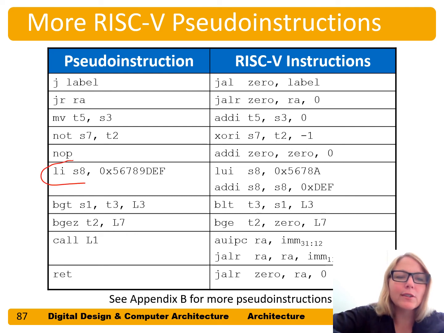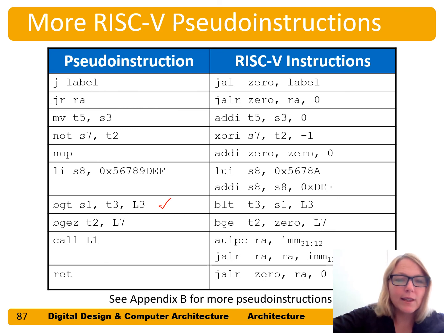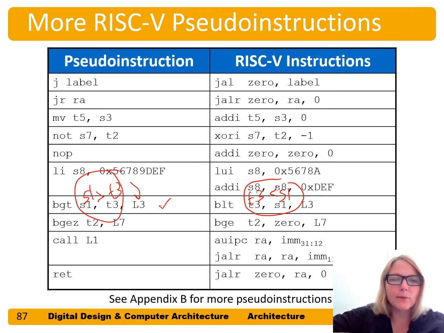We actually have a pseudo instruction for loading a 32-bit immediate. It's called load immediate, or LI. And it's those two instructions, load upper immediate and add immediate, that we've talked about. Branch greater than, well, we don't have that instruction because we can do the same, right? This is going to branch to that label if S1 is greater than T3. Well, we can do that with the branch less than instruction: branch if T3 is less than S1. Yeah, that's the same. T3 less than S1 is the same as S1 greater than T3.